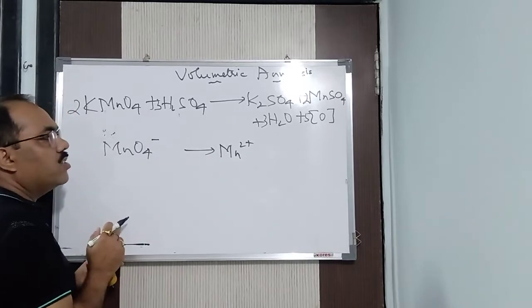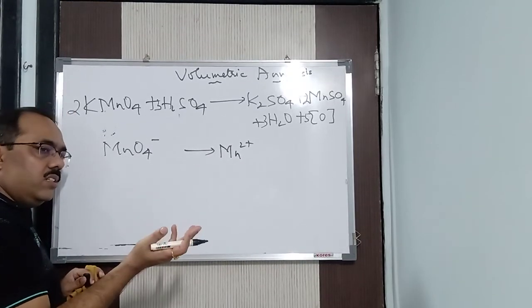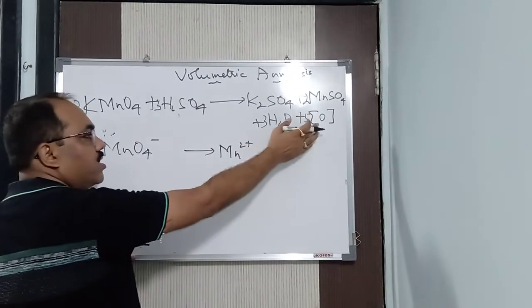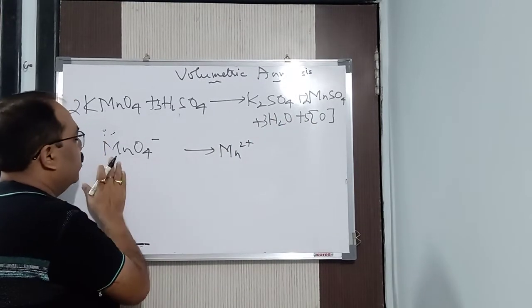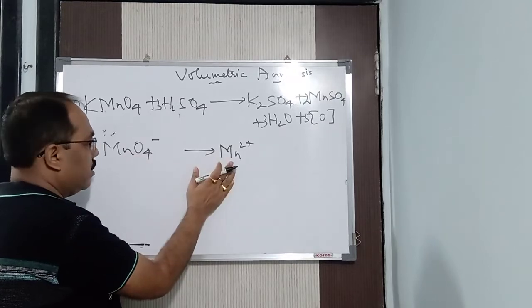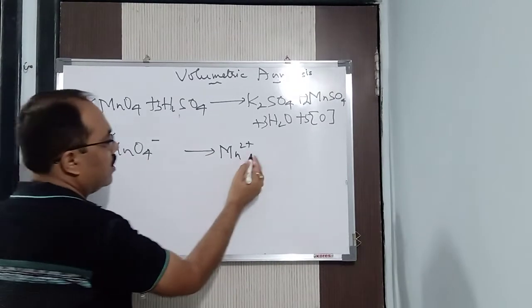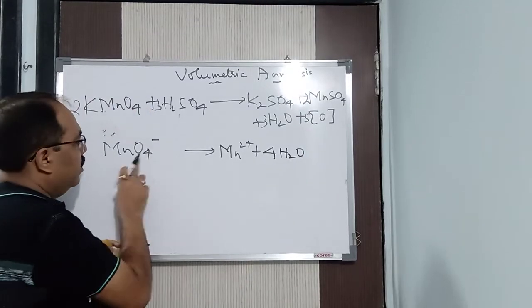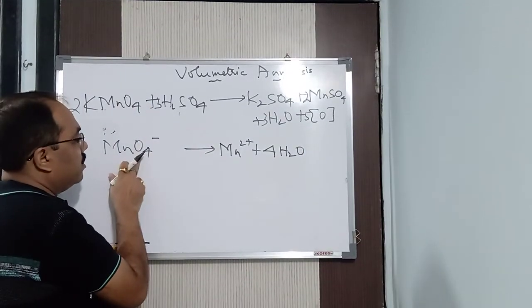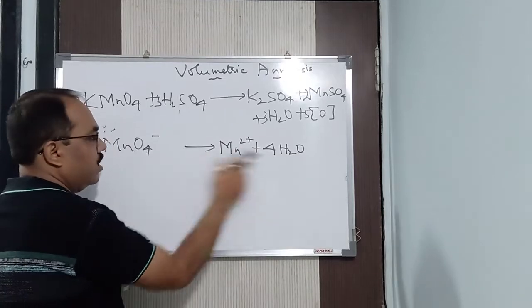If you balance this equation, you will get the same number of electrons as the number of nascent oxygen. I have taught you the balancing already, but once again I will tell you how to balance it. Mn is balanced. Oxygen is 4, so what I said, you add 4 water. Remember it: as many oxygen, that many water.